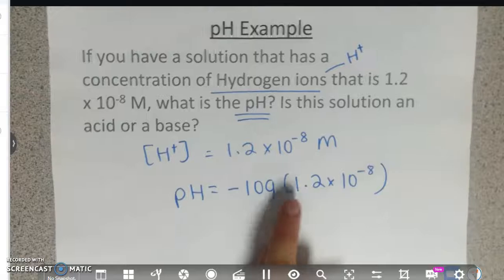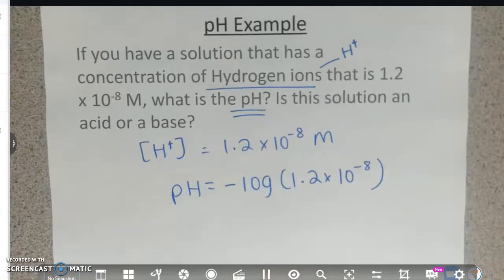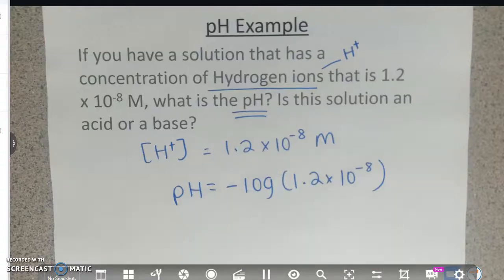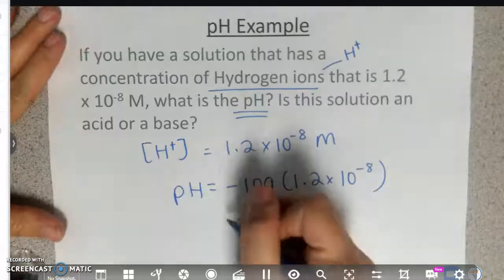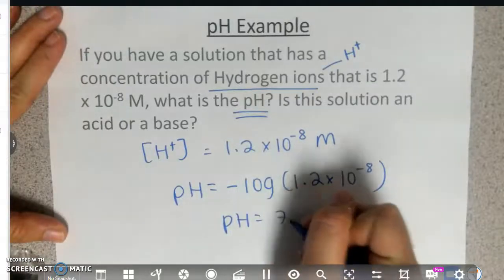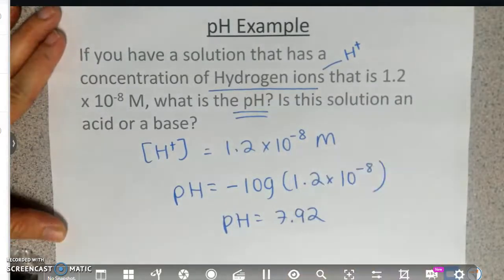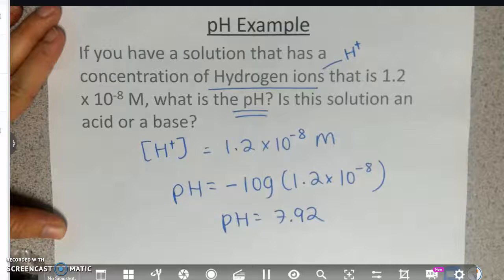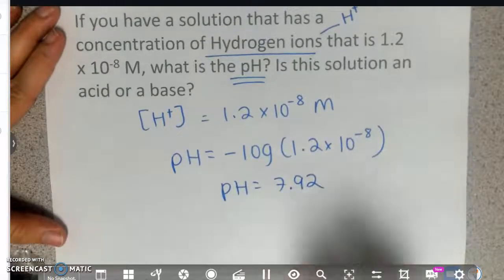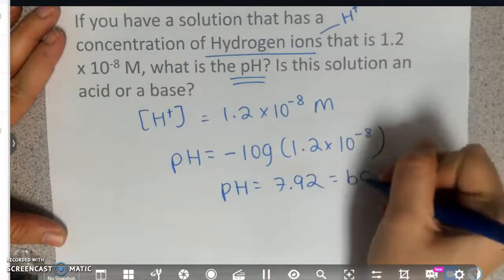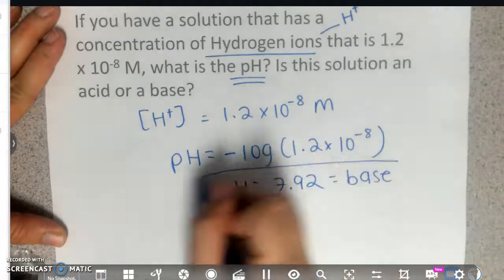Let's do this first. So go to your calculator, everyone practice typing this in, hit the negative symbol, the log button, and then type that, and make sure you close out your parentheses. And we get a pH of 7.92. And you type that in. And then, is this an acid or a base? pH is greater than 7, so that is a base.